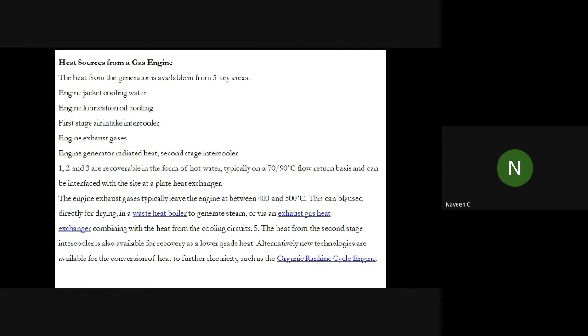So that is mainly what we are extracting. You can see that there is an alternative technology, the organic Rankine cycle engine, which can use a lower temperature to do the process. How? As I already said, instead of water or air, they will use organic compounds or fluids like ammonia, R22, R12, which will easily change phase at a lower temperature.